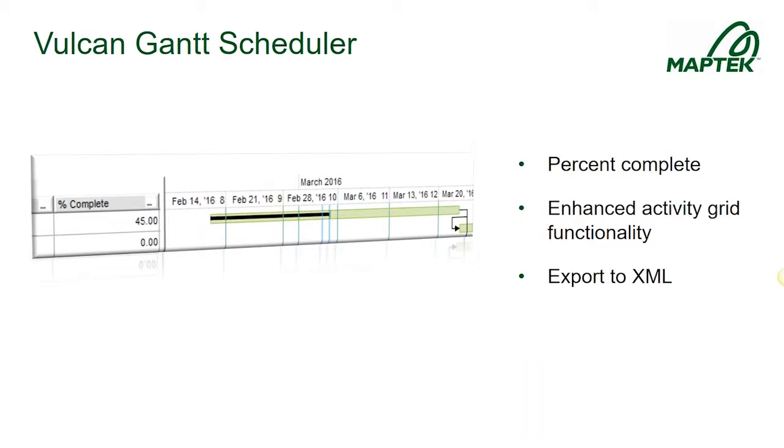Also, we have percent complete. Now you're able to input that information into your schedule, and it will reflect that in the schedule accordingly. The grid functionality, as you're working in the VGS window, has been enhanced so you can freeze columns and do bulk updates of fields, etc. And lastly, you can export to XML if you'd like to view the schedule in an external viewer, for example.